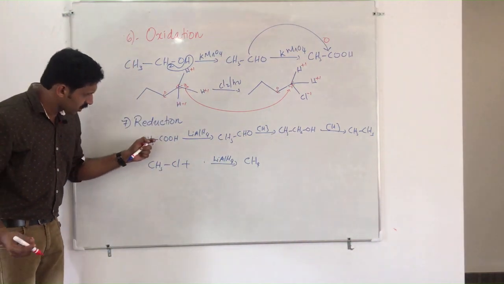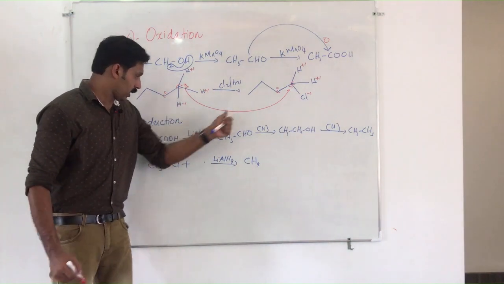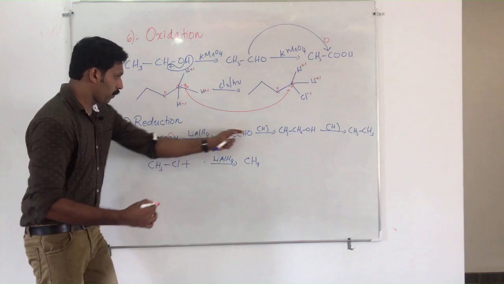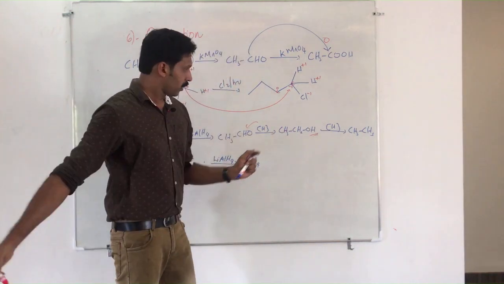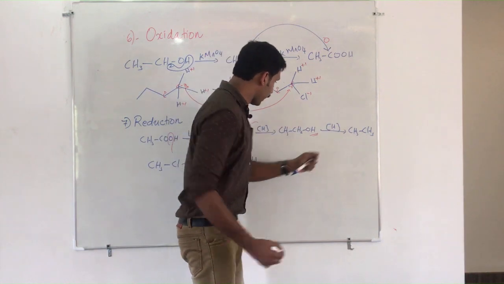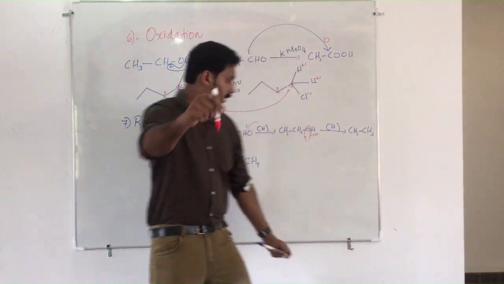Here you can see that lithium aluminum hydride is a reducing agent. When it changes from here to here, one oxygen is removed in the first step. In the next step, hydrogen is added, you will get the alcohol. And in this step, you will get an alkane by removing this oxygen. Therefore, these are all under the category of reduction reactions.